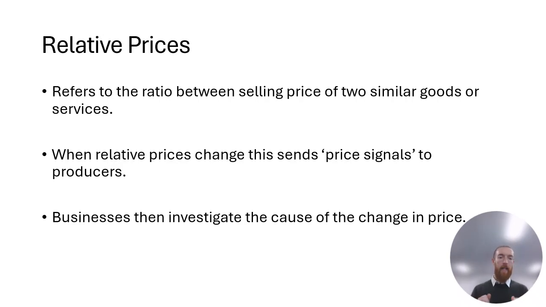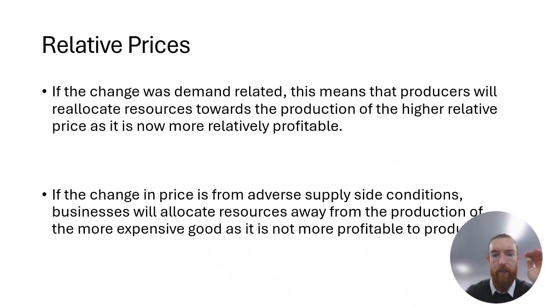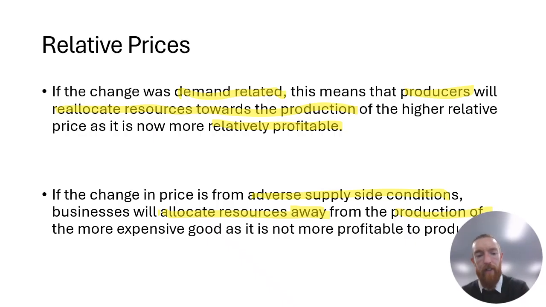Now to get back into relative prices. Once again, this refers to the ratio of selling price between two similar goods or services. When relative prices change, this sends a price signal to producers who then investigate the cause of the price change. This can lead to two different things happening. One is if it's demand related, producers will reallocate resources towards the production as it's more profitable. If it's supply related, they'll allocate resources away from production as it's more expensive and not more profitable to produce.